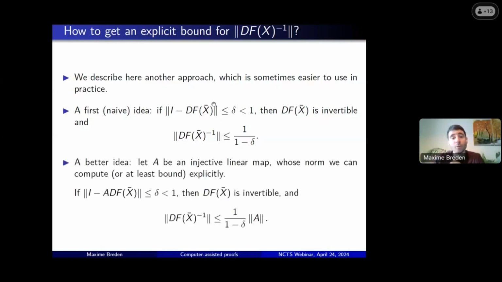Okay. And instead of looking at identity minus df of x bar, I'm going to try to find a linear operator A such that identity minus A times df of x bar is small. Because if I find such an A and A is injective, then I can still show that df is invertible at x bar, and I have a bound on the norm of the inverse, which is the same factor as before times the norm of A. So this estimate tells me that indeed df of x bar is invertible and that A is not too far away from being the inverse. And it makes this quantitative.